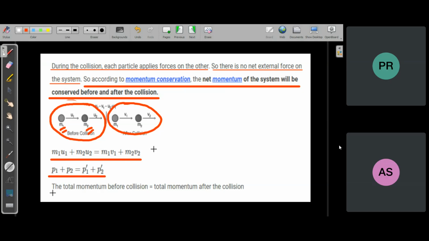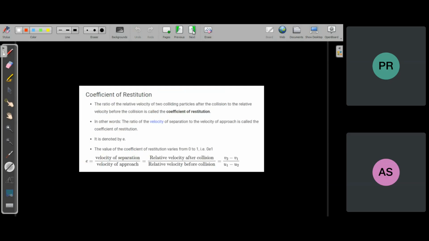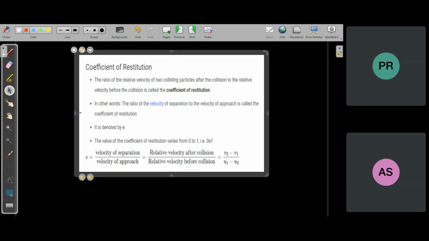Okay, now here you can see that the total momentum before collision will be equal to the total momentum after collision. Now there is a term called coefficient of restitution.